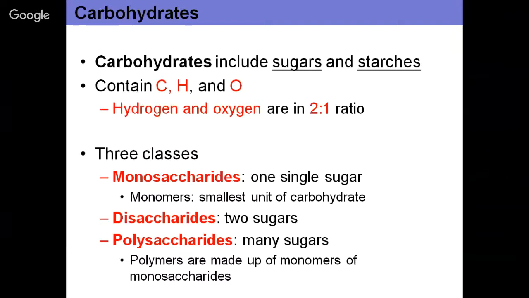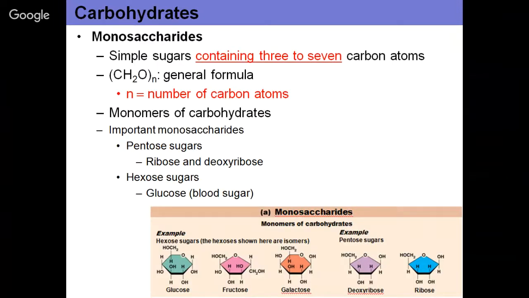The chemical composition is carbon, hydrogen, and oxygen. Hydrogen and oxygen are in a 2:1 ratio, and there are three classes. Monosaccharides, which we call simple sugars, are the smallest unit of the carbohydrate. Then you encounter the category of disaccharides, which are two sugars, and the polysaccharides, which are many sugars. The polymers are made up of monomers of monosaccharides. So let's look at them in depth.